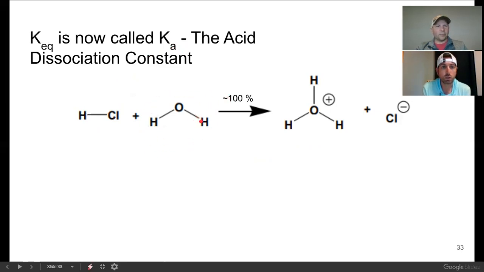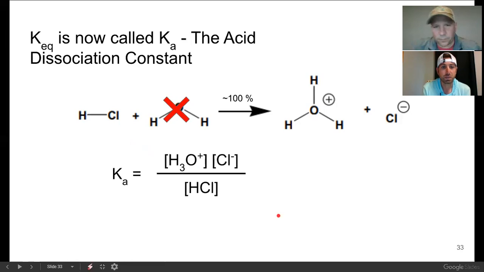No, the same rule applies. You only include aqueous solutions and gases, so water is not going to be involved. So here is our formula. Notice that the hydronium ion and chloride ion are on top. The products always go on top, and the reactants go on the bottom.